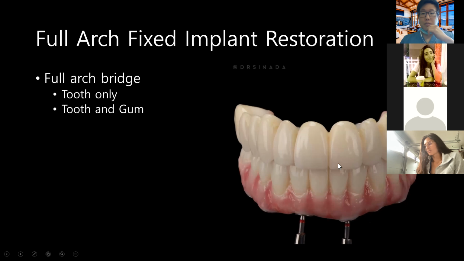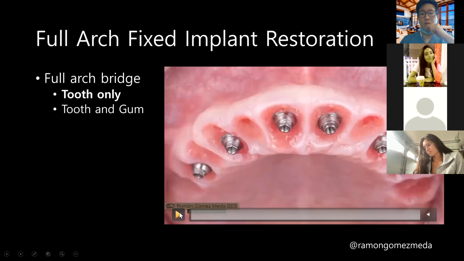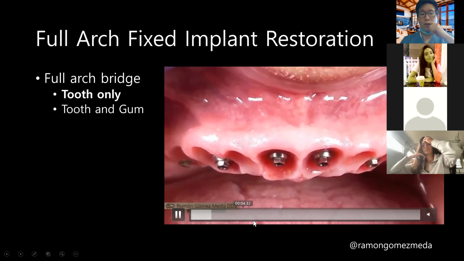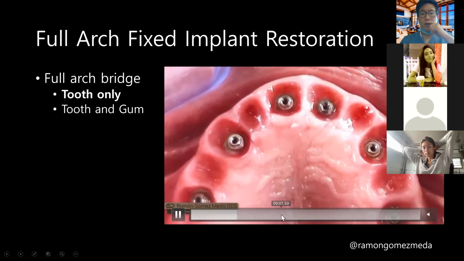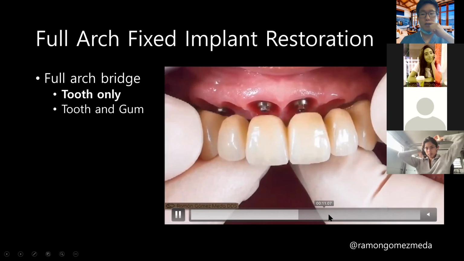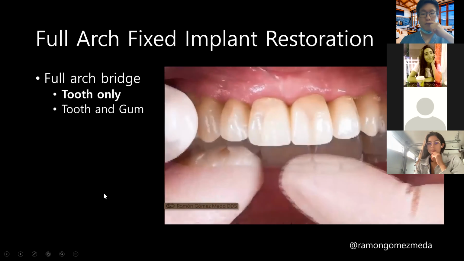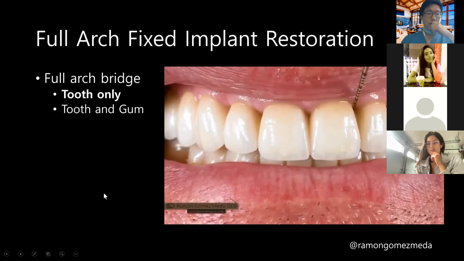And there's 2 types of full arch restorations. There's the one that has the gum component and the tooth component, and there's the ones that have only the tooth component. Kind of like a really large bridge with multiple pontics. And these pontics will actually adapt to the patient's gum and then mold the tissue to get nice aesthetics. And here's an example of a nicely molded tissue. And then you can insert the prosthesis like so, and it's beautiful.